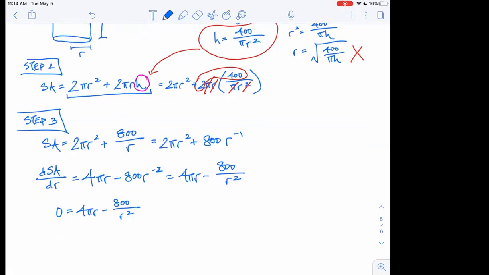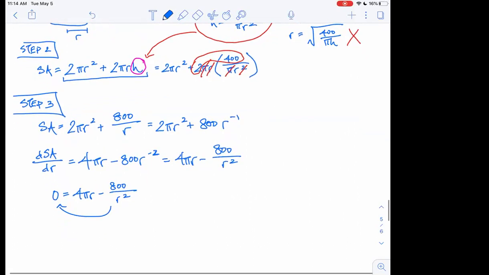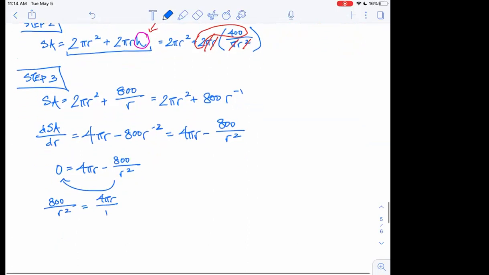And let's do the other strategy that someone else mentioned, which is I'm going to add this to the other side, and then I'm going to cross multiply, okay? So I get 800 over r squared equals 4 pi r over 1. I cross multiply and I get 800 equals 4 pi r cubed.